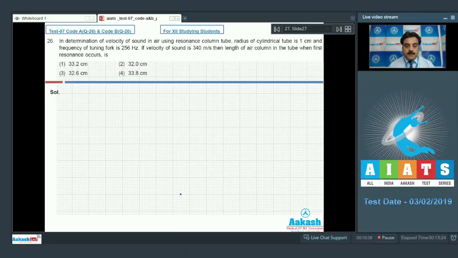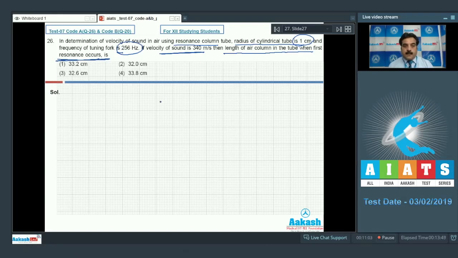In problem number 26, in determination of velocity of sound in air using a resonance column tube, the radius of the cylindrical tube is 1 centimeter and the frequency of the tuning fork is 256 Hz. Velocity of sound is given as 340. The length of the air column in the tube when first resonance occurs is?